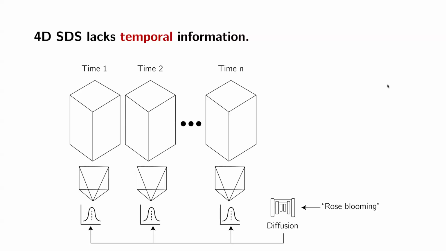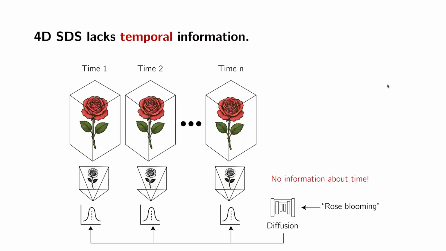But then in 4D, you have a similar problem. The problem here is you don't have a temporal structure, right? If you ask the diffusion model to generate a rose blooming, because it doesn't have any condition about time, it's going to generate roses. Even if it doesn't have the Janus problem in different views, it's going to have the Janus problem over time, because people always like to take a beautiful rose, no one's going to take a wilting rose, right?